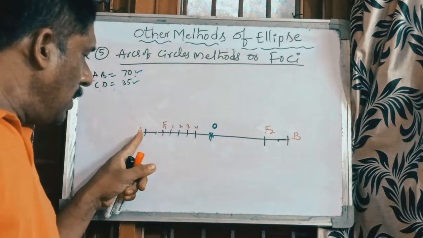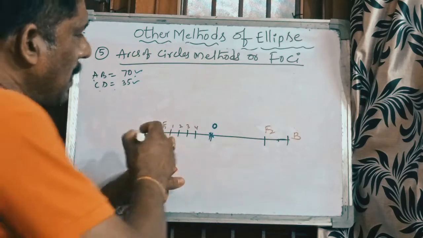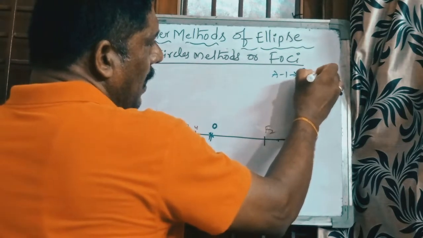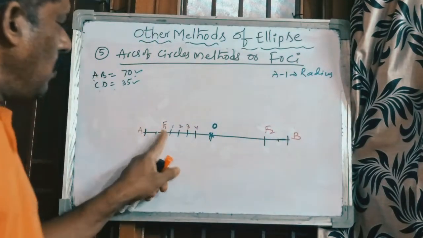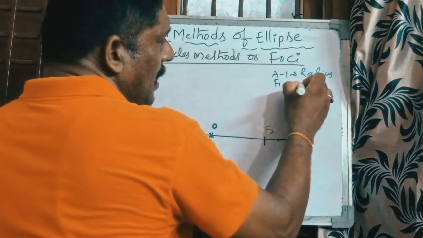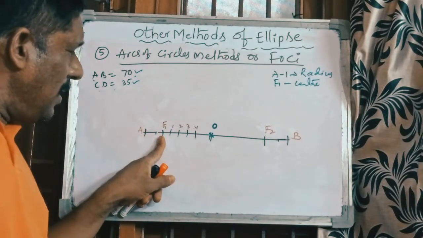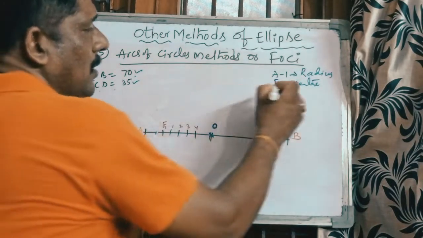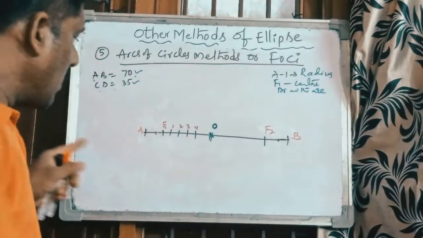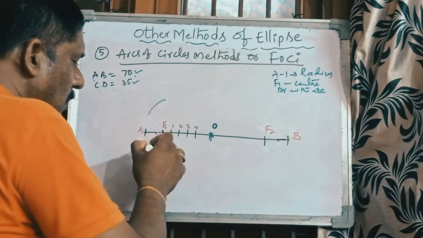So listen carefully. A to 1 is the radius. So I am writing here, A to 1 is the radius, and F1 is the center. F1 is the center, A to 1 is the radius, and draw the arc. Okay. So A to 1 is the radius, F1 is the center, draw the arc. Like that you draw the arc.